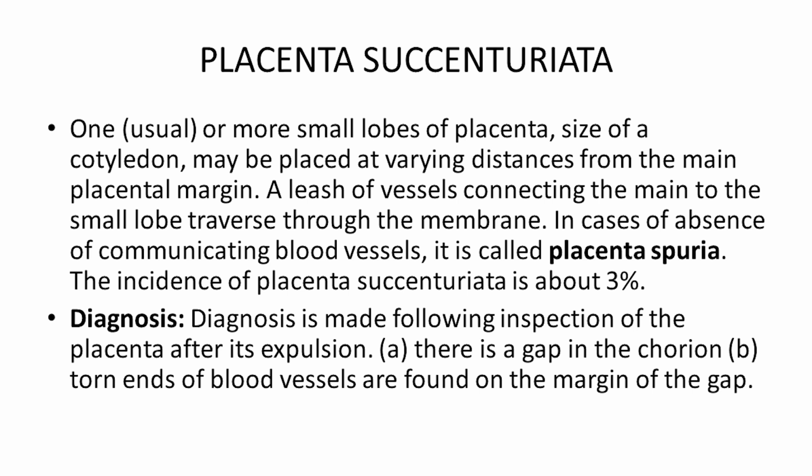Now, how do we make a diagnosis of placenta succenturiata? The diagnosis is made following inspection of the placenta after its expulsion. And this is one of the reasons why it is important that after a woman has delivered, one should inspect the placenta, usually under running water, to be sure that the placenta has been delivered completely and that there is no accessory lobe or placenta succenturiata that is left behind in the uterus. After inspecting the placenta, one can see a gap in the chorion, and one can also see torn blood vessels on the margin of the gap.